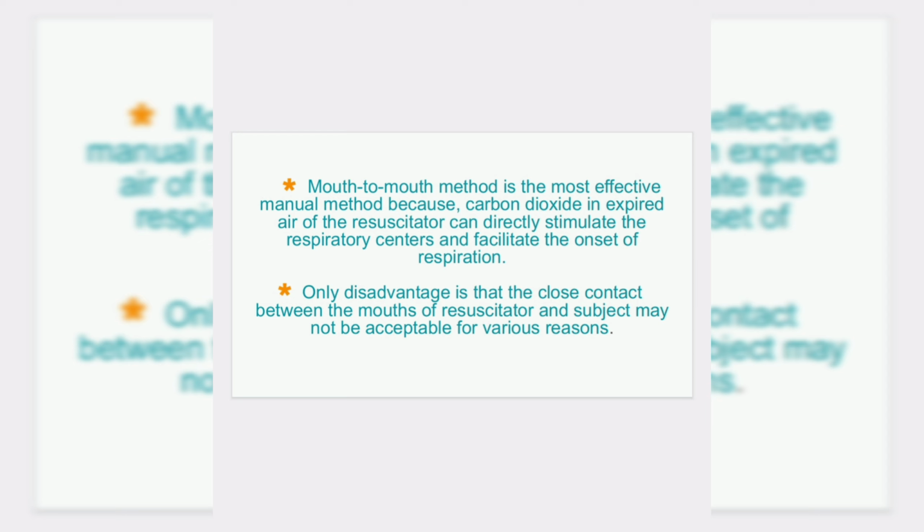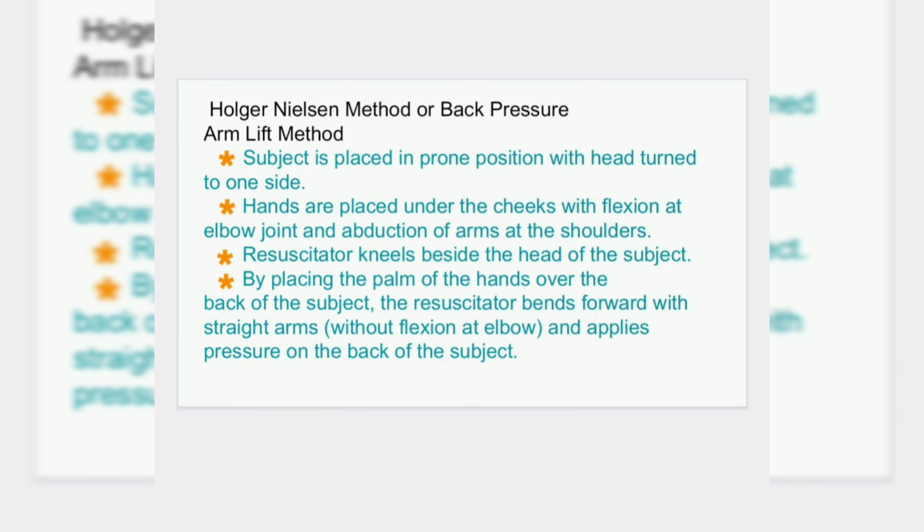Mouth-to-mouth method is the most effective manual method because carbon dioxide in expired air of the resuscitator can directly stimulate the respiratory centers and facilitate the onset of respiration. Only disadvantage is that the close contact between the mouths of resuscitator and subject may not be acceptable for various reasons. Holger-Nelson method or back pressure arm lift method.